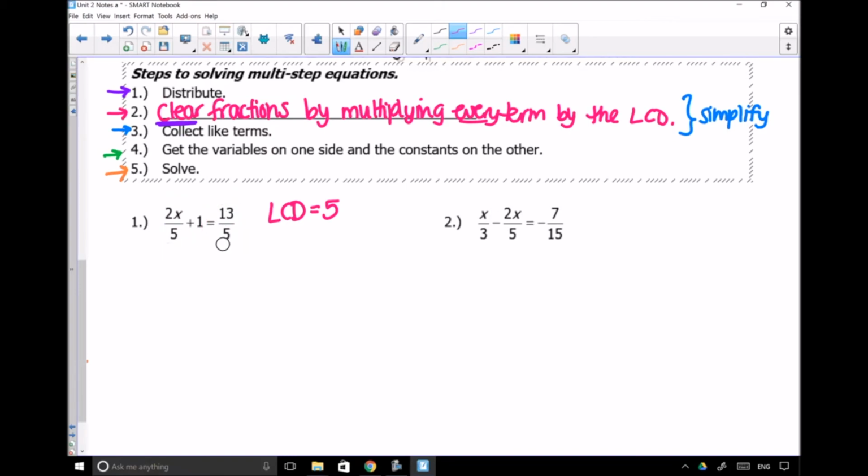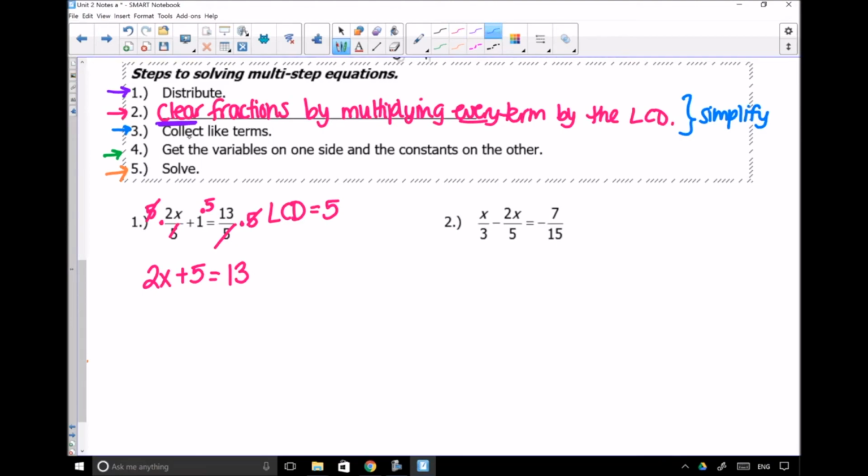Remember, plus and minus and equal signs are what separate my terms. So right here, I'm going to write times 5 here, times 5 here, and times 5 here. Well, this 5 and this 5 will cancel out, so all I have left over is just 2x. And then 1 times 5 is positive 5, so I'm going to write plus 5. And then this 5 and this 5 cancel each other out, so I end up getting 13. Now that I've done that, the rest of my equation is easy to solve. I've cleared my fractions. It's so much easier to solve.